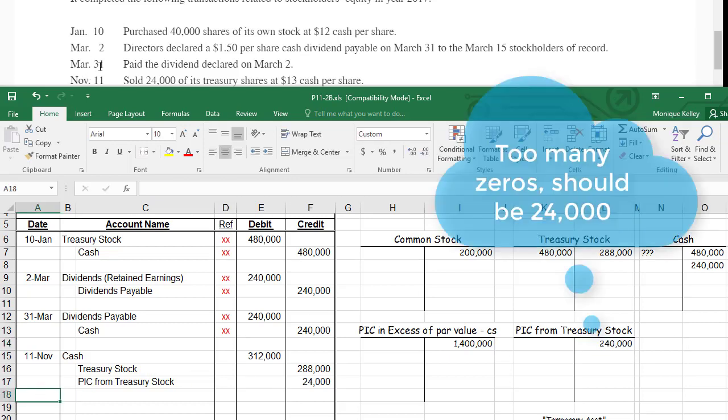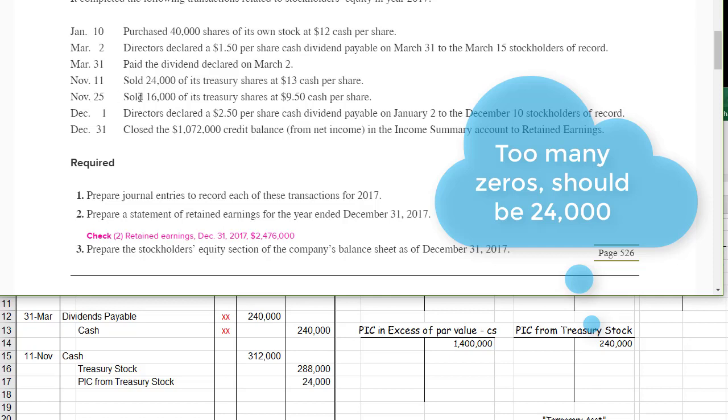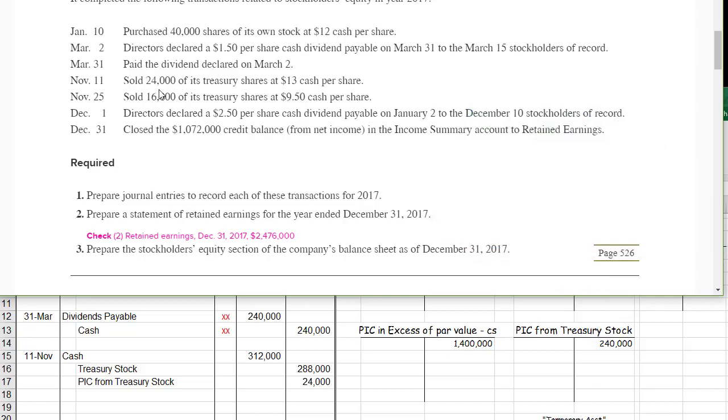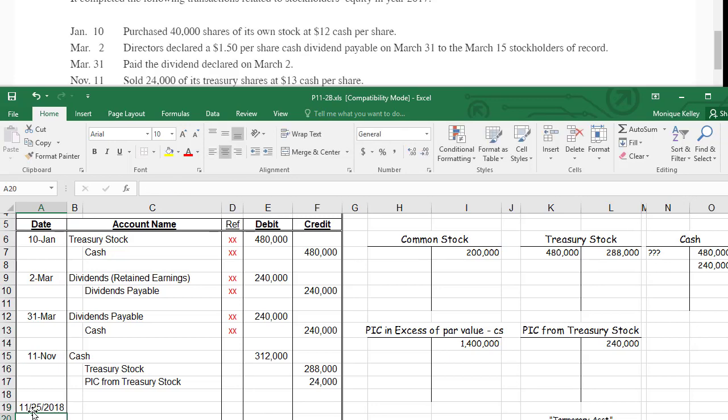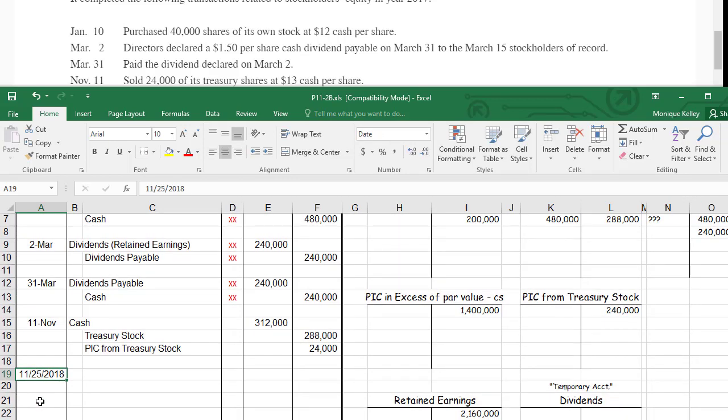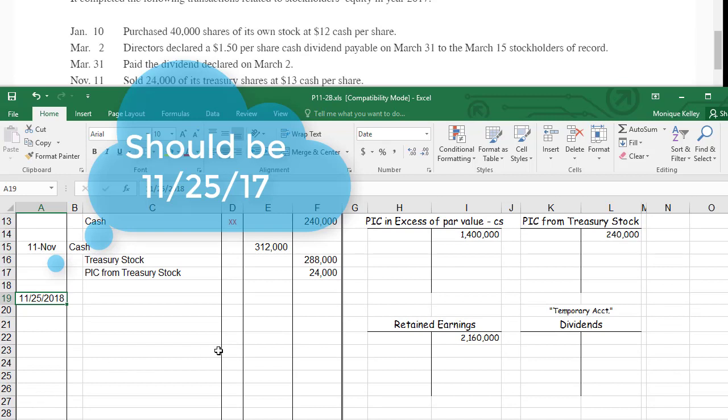Next one will be November 25th, sold 16,000 of his treasury stock shares at $9.50. So 2 weeks later, the price dropped substantially. And keep in mind, we start off with 40, we sold 24, so that means we actually had 16 left. So what we'll do here is we'll go ahead and use the 11/25 date. And I'm going to scroll it down a little bit. And on this date, we're going to get cash.